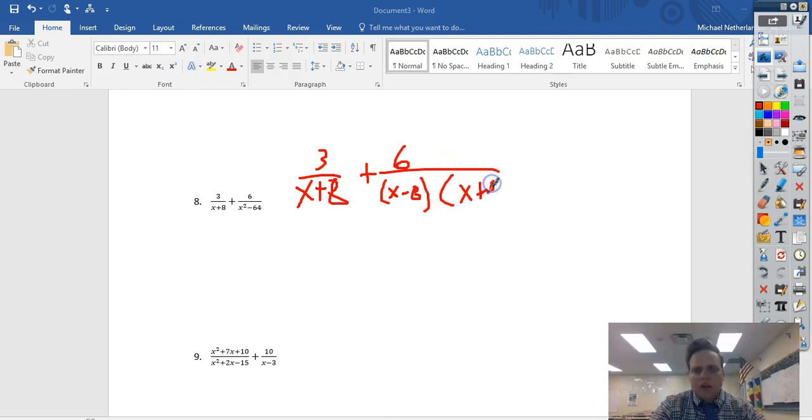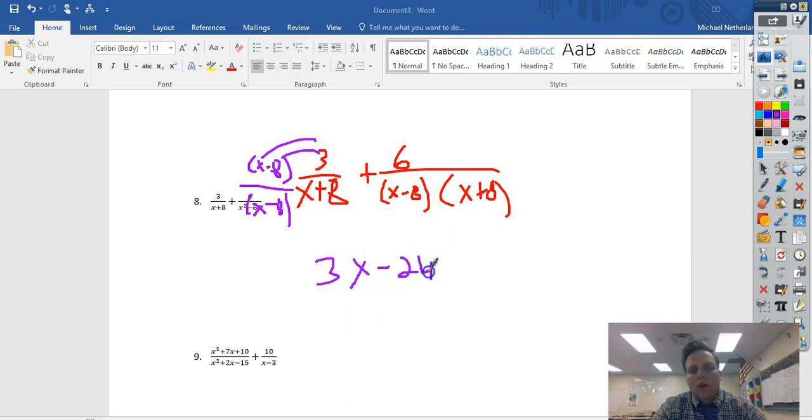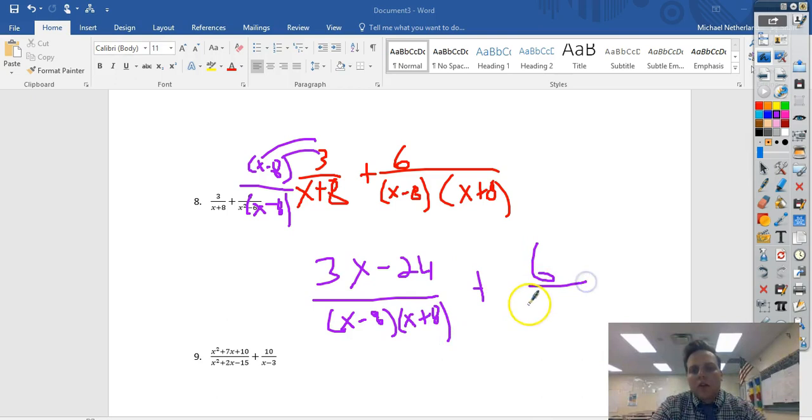Now, look at your two denominators. Is any one of them missing something? Yes, this denominator on this side doesn't have the x minus 8 that this denominator has. So, I'm going to multiply top and bottom by x minus 8 over x minus 8. Okay, then I'm going to distribute this into this numerator, so that becomes 3x minus 24. Alright, now these denominators are the same, which is what I want. So I'm just going to write it as x minus 8, x plus 8. Okay, 3x minus 24 over x minus 8, x plus 8, plus 6 over x minus 8, x plus 8.